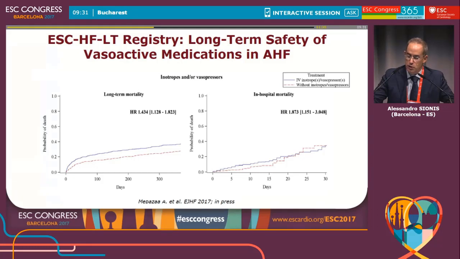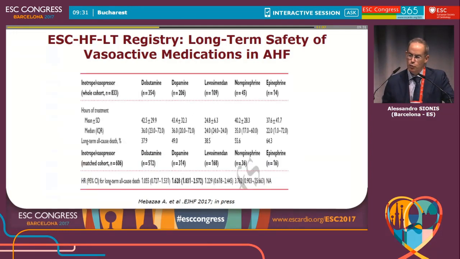And you can see here those patients that were treated with inotropes and/or vasopressors had a worse prognosis with respect to patients that were not treated with these drugs. And you can see there the hazard ratio that is highly significant.